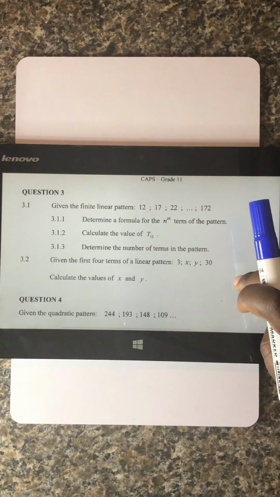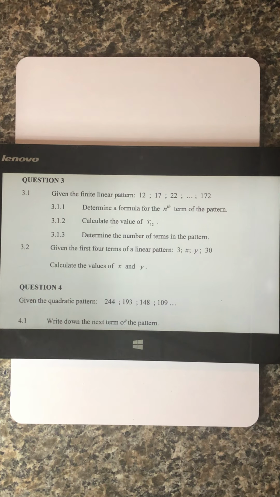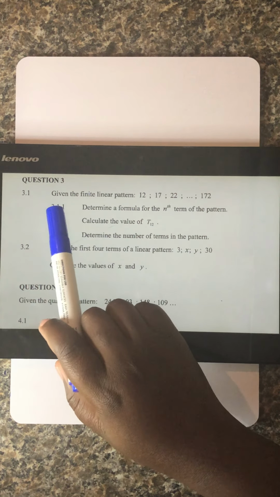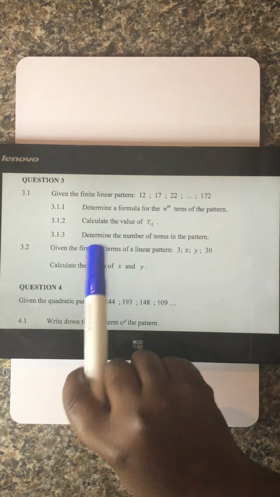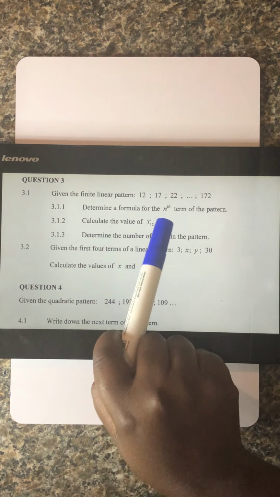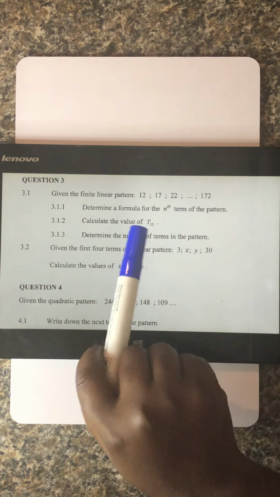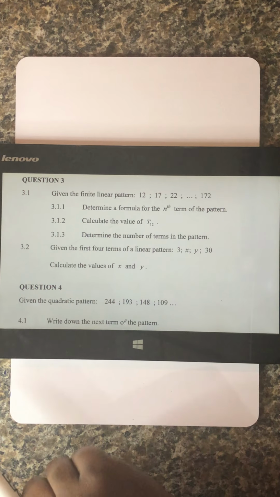Okay, so ladies and gentlemen, question 3, as you can see, 3.1, we are given a statement which says: given the finite linear pattern, the pattern is 12, 17, 22, up to 172.